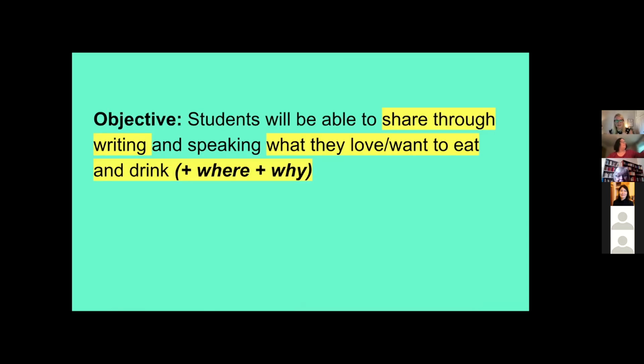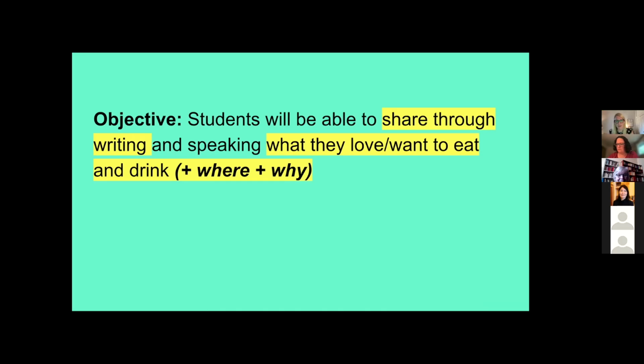And then from there, they were going to share through writing what they love to eat and what they love to drink, plus where and why. All year we've been adding on reasons why we do things. Early on in the year, I started asking them "pachimu" about everything, and that's gotten them really used to explaining their reasoning and feeling comfortable saying longer sentences.